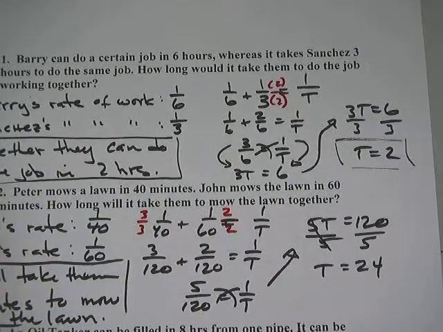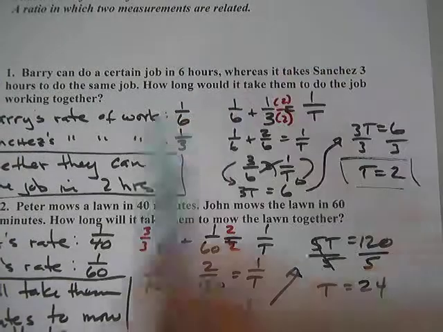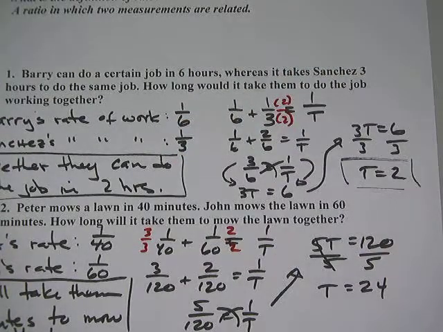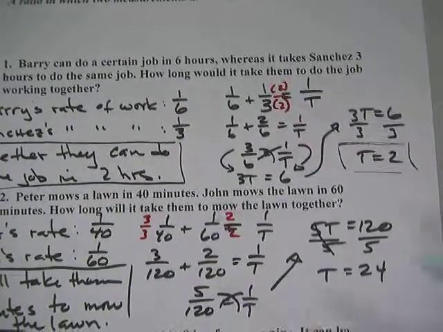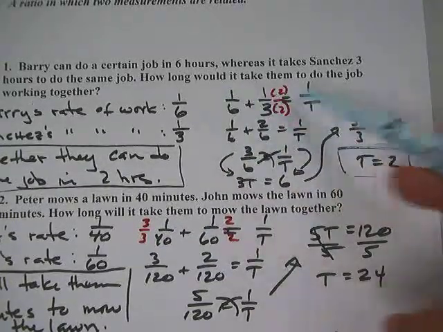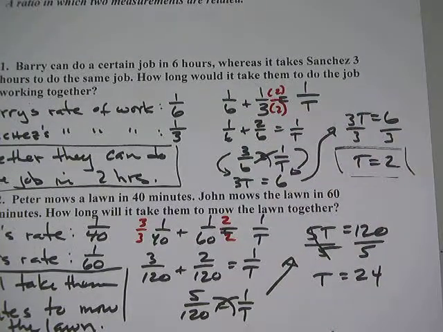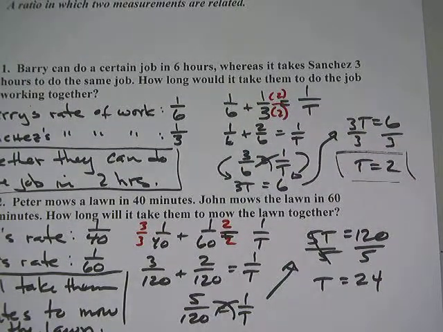Which hopefully makes sense that it takes a long time. You have one pumping in, one pulling out, so they're counteracting each other. But the idea behind all three of these is the same: put the work in terms of how much of the job you can get done in an hour. When you do that, you can set up these fairly simple little equations to solve. And that's it. That's how you solve rate of work.